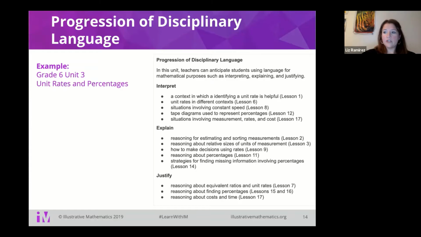So for example, teachers have information now. They can see that in this unit, students will interpret tape diagrams used to represent percentages in lesson 12. They will be asked to explain strategies for finding missing information involving percentages in lesson 14. Students will use mathematical language to justify their reasoning about equivalent ratios and rates in lesson 7. So like I said, we have a progression of disciplinary language for each unit, and depending on the unit, students will use language to describe, compare and contrast, generalize, critique, interpret, explain, justify, and so on.